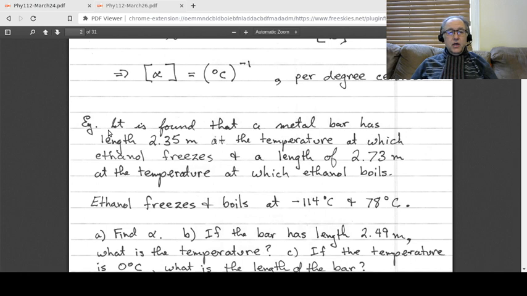So it turns out that a metal bar, I said alcohol a minute ago, but we're going to use the reference temperatures of ethanol actually, and we're going to use some metal. I don't know what this metal is, some fictitious metal, but we take this metal bar and we discover that it has a length of 2.35 meters at a temperature at which alcohol freezes. Okay, and it has a length of 2.73 meters at a temperature at which ethanol boils.